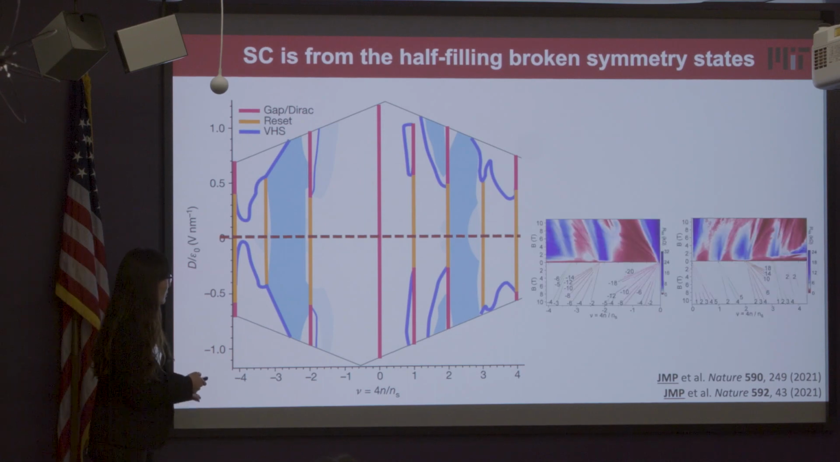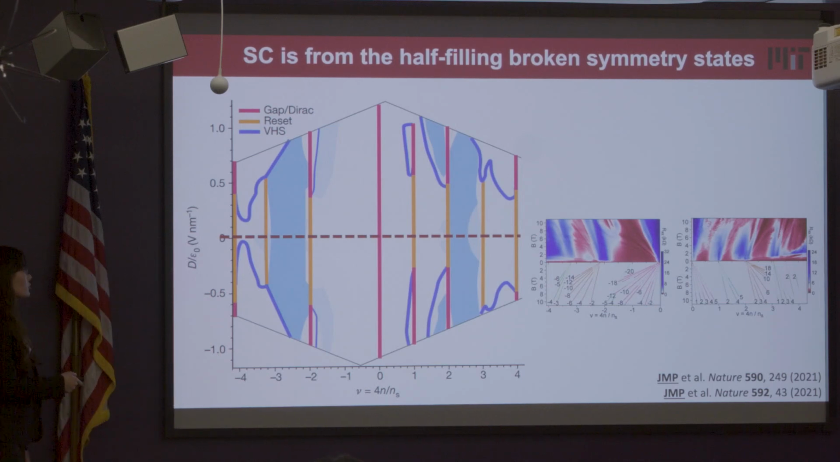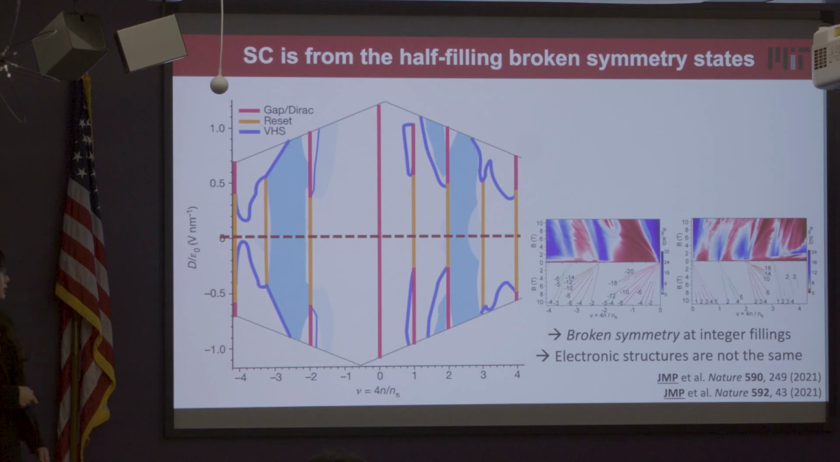So I mean, it's kind of complicated with the color scales and stuff, but basically the whole point is that by tracking the sequence of these Landau fans, we can see the current symmetry of the system that are present in the integer filling factors. And when we perform that analysis, we can see that there is a spontaneous breaking of the flavor degeneracy at the integer filling factors, which means that the electronic structures across the different filling factors are not exactly the same.